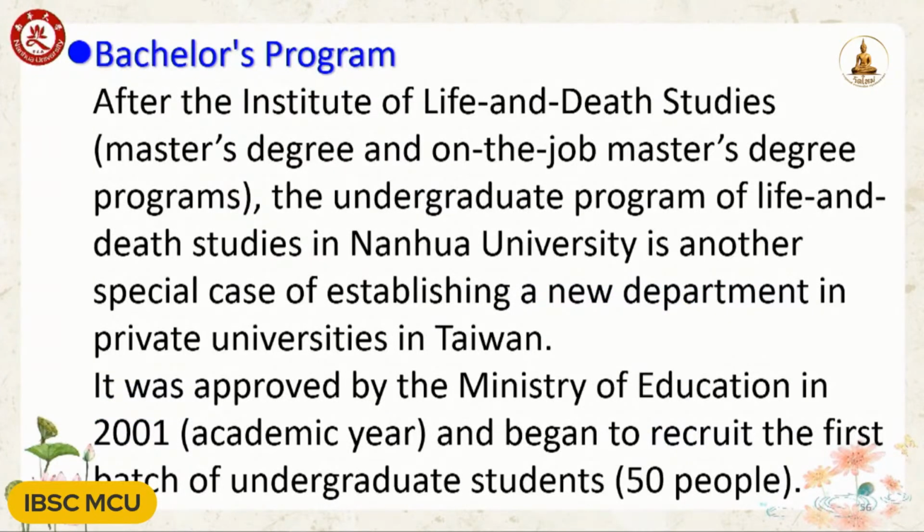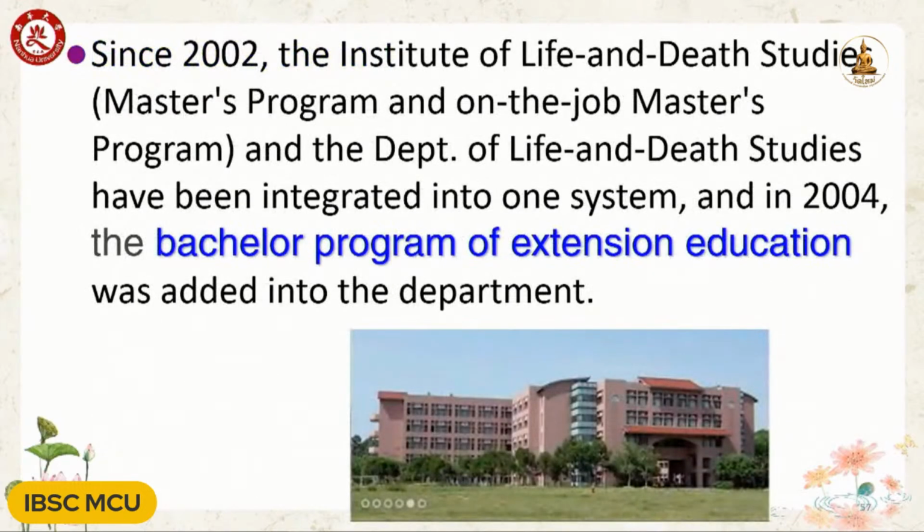Then the bachelor program. We first established the master degree program and the on-the-job master degree program, and then the bachelor degree program in 2001. 2001 began to recruit the first batch of undergraduate students, 50 people. And then since 2002, the master program, on-the-job master program and the undergraduate program, we integrated into one system. And in 2004, we added the bachelor program of extension education.